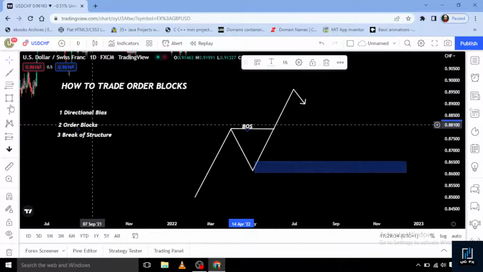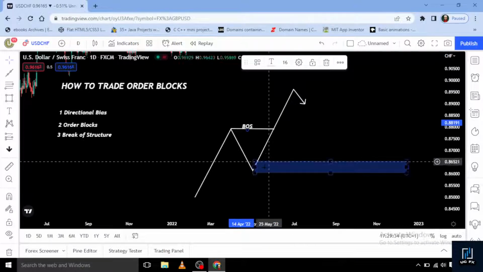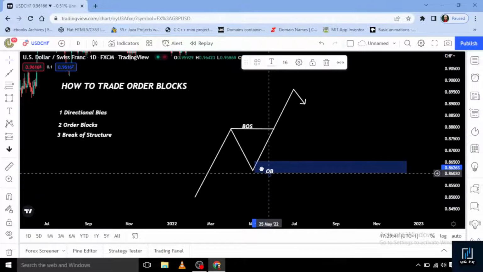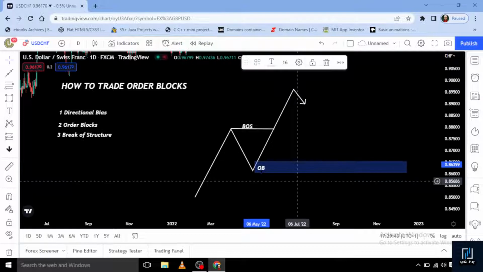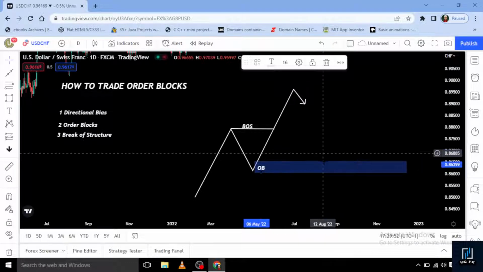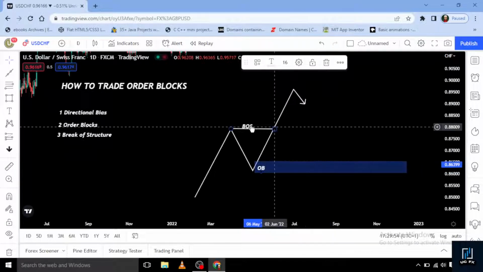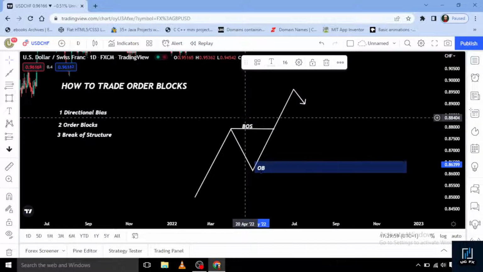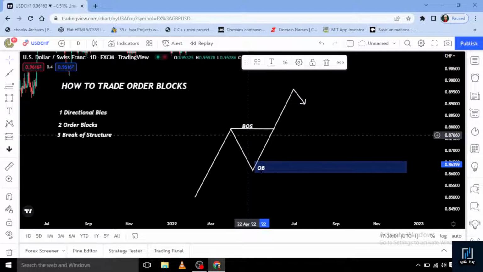Then this is actually your OB, order block. So that's your OB. You need to see a break of structure, just like I said, after marking out your order block. Then you wait for price to come back to this order block after this break of structure. Then this leads us to the next step, which is liquidity.